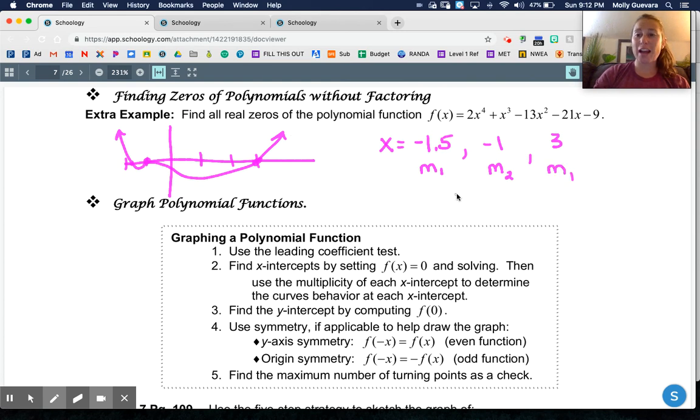And then if we add up our multiplicities, right, 1 plus 2 plus 1 is 4, and that is my degree. And that's not a coincidence. That will always be the case, okay? If you add up your multiplicities, they should equal your degree.